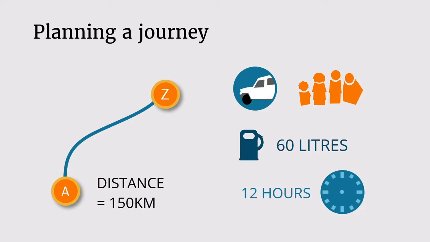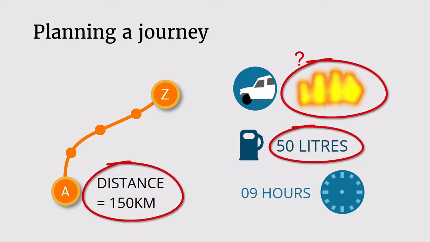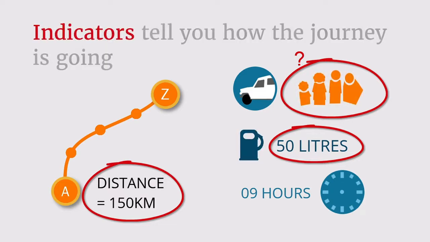Once the journey starts, the implementation of the plan, every few hours you look at the fuel gauge, check the distance travelled, and perhaps ask how the passengers are doing. This is monitoring. You may have planned to assess this information at several points along the way. Here you decide if the car needs to be refuelled or if a break is necessary to rest the passengers. Information on fuel, distance, and how the passengers are doing are referred to as indicators. Indicators tell you how the journey is going.